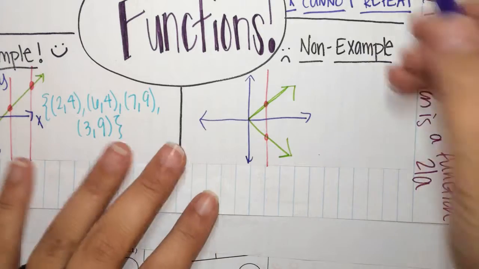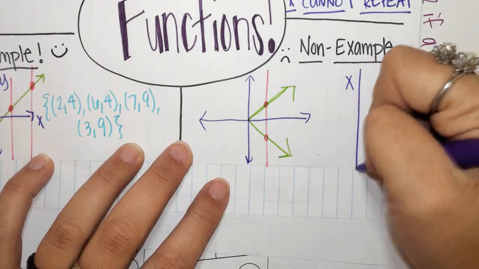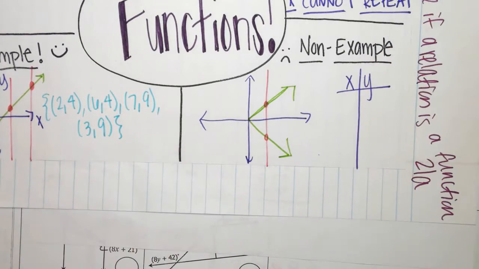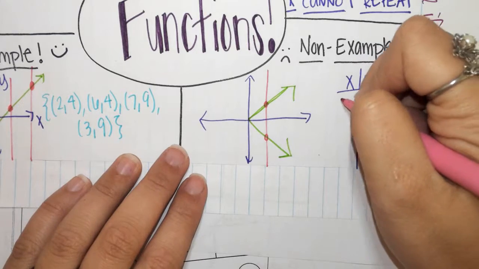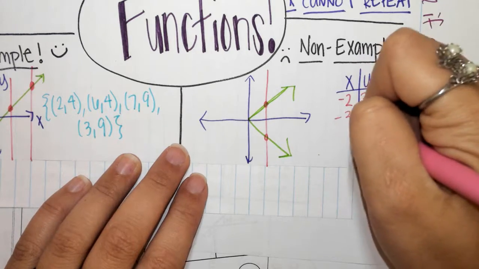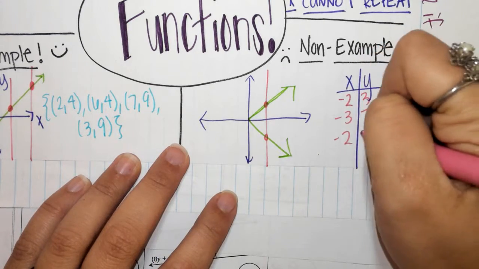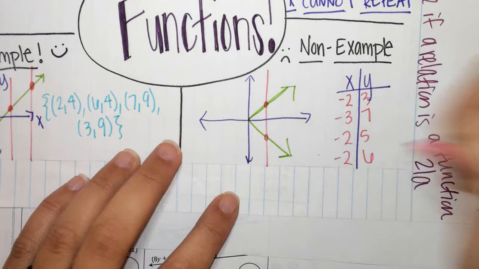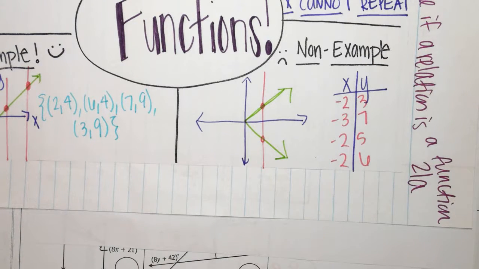And a table. What would have to repeat for it to not be a function in a table? X. (-2,3), (-3,7), (-2,5), (-2,6). That is not a function because we have 3 -2's. And the point is, you can't plug something into a function and get different answers out each time. That would be nonsense. Questions, comments, gripes, complaints?